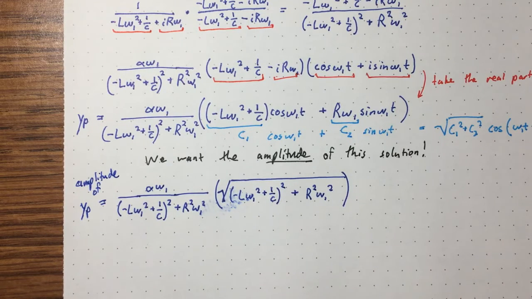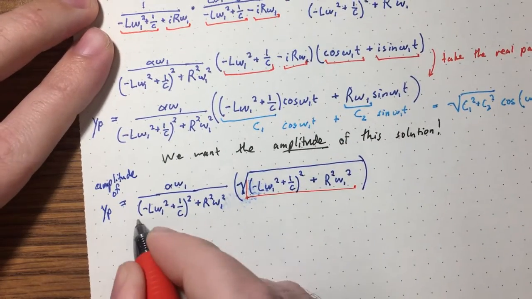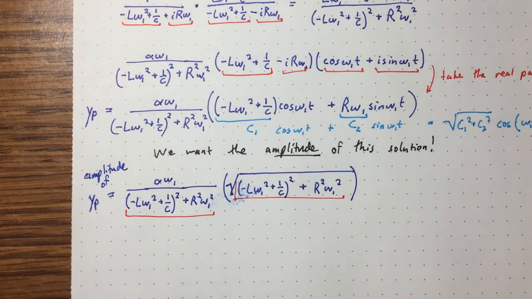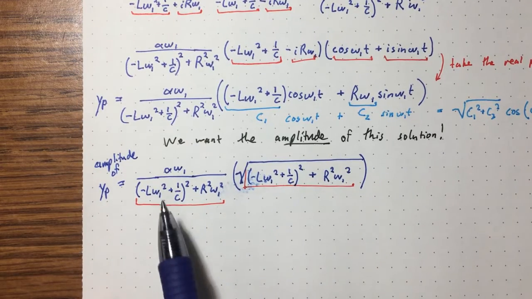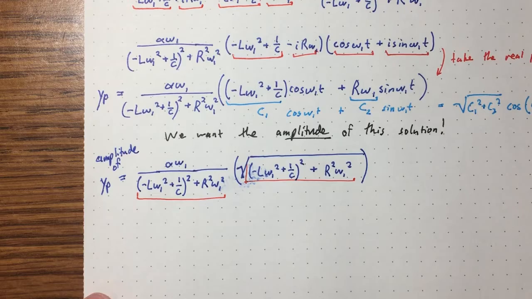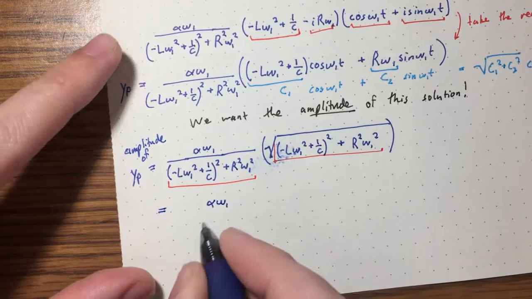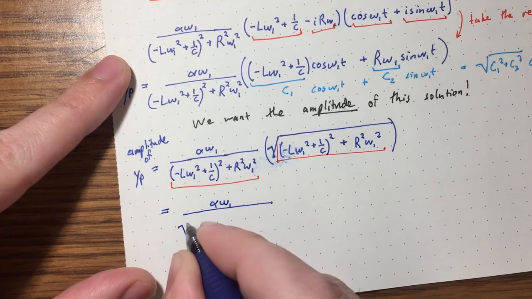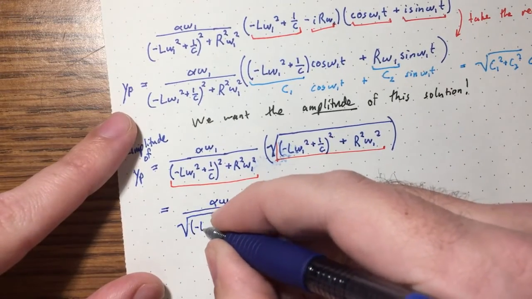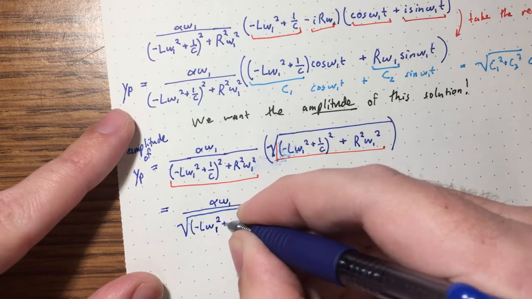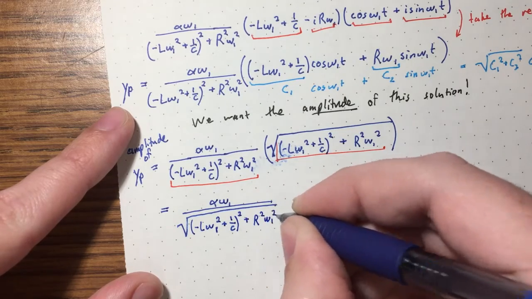Okay, well, what do you notice here? What I notice is this is the same exact expression as this, only this one has a square root. So I have something to the 1/2 power over something to the first power, so I get a negative 1/2 power. So I can rewrite this as alpha omega 1 over, the square root is now in the denominator, and it's just this expression inside. This is a really important expression down here.